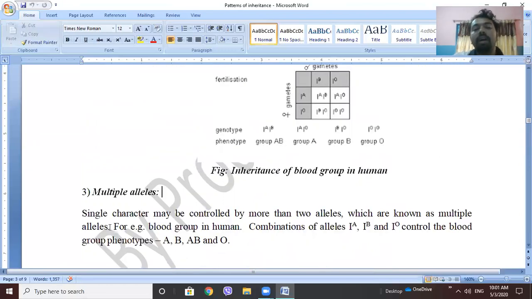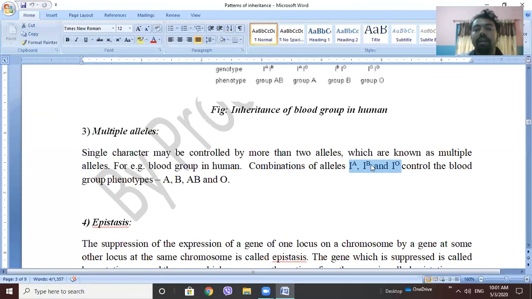So now, if you have a character like this, you can control the alleles. We call that multiple alleles. So the example is again blood group in humans, where IA, IB, and IO, these three alleles in combination control the blood group phenotypes. And from these combinations, we will get blood groups A, B, AB, and O.